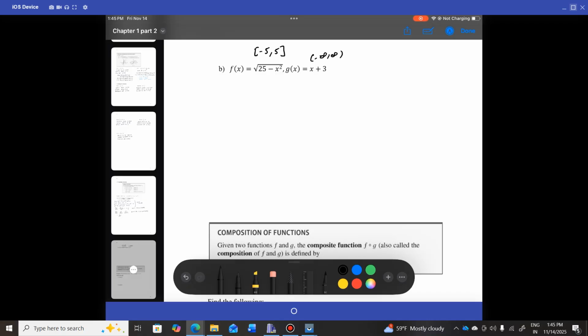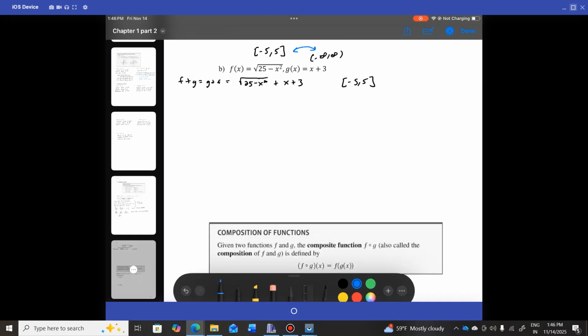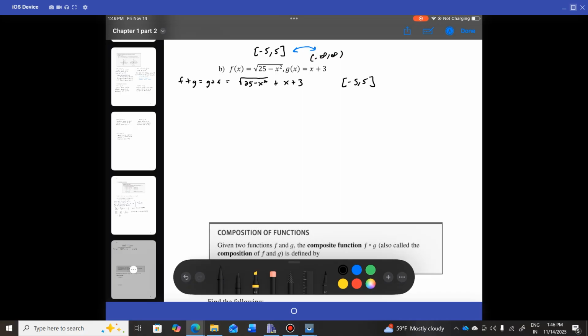Alright, so f plus g is the same as g plus f, which is going to be square root of 25 minus x squared plus x plus 3. Not much you can do here to simplify. But your domain here is -5 to 5, because that's the intersection of these two domains. Basically, the restriction in f of x has to stay a restriction throughout the whole process.